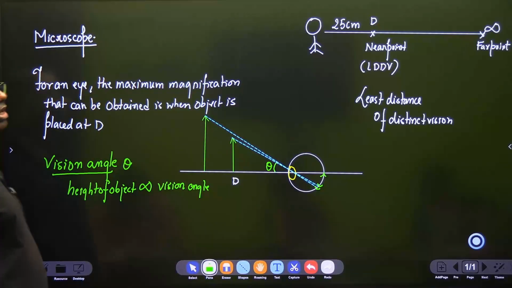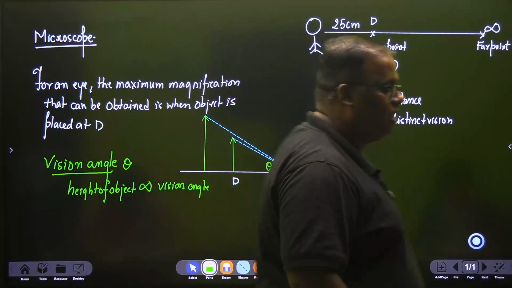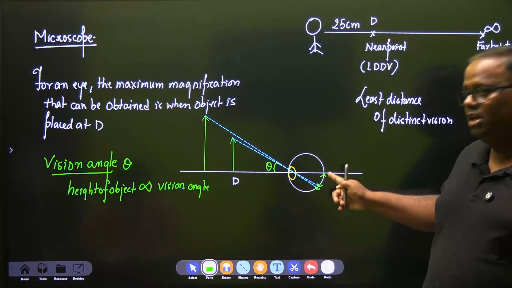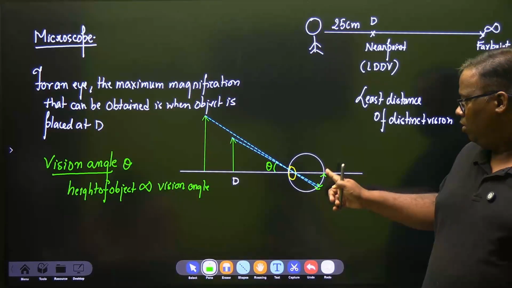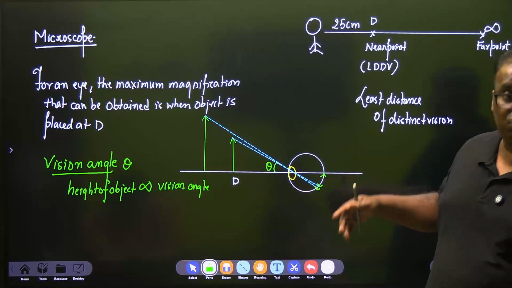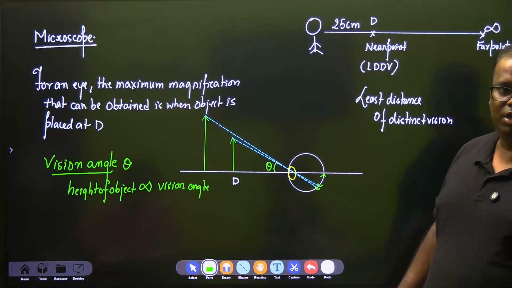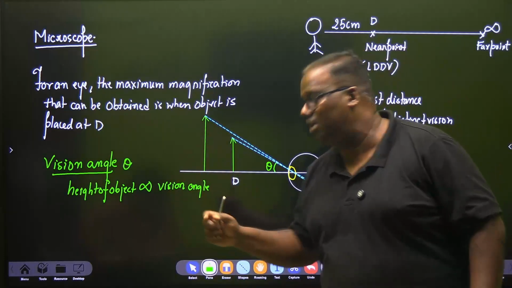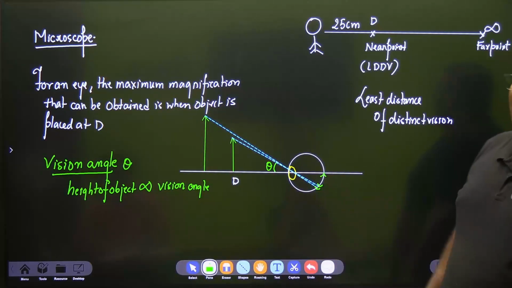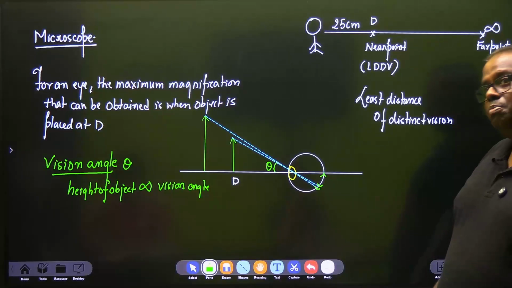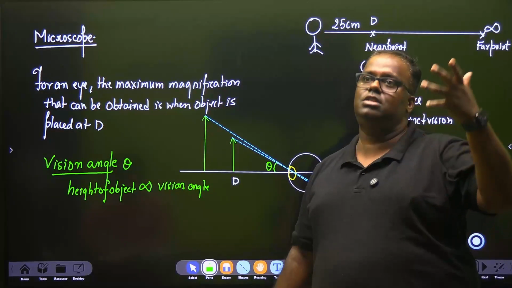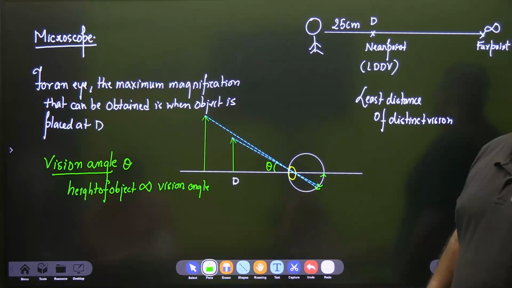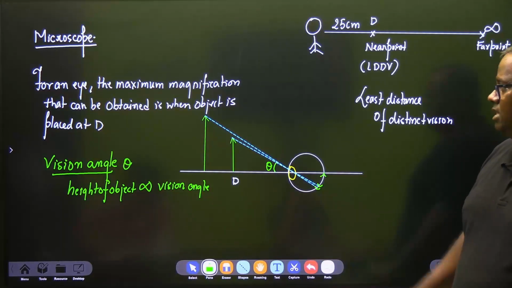A bigger object creates a bigger vision angle, a smaller object creates a smaller vision angle. And where is your image, beta? Your image is here. And what do you want? You want the image to be bigger. The image can be bigger only if the vision angle is increased. How do you make the image bigger? By placing the object at such a place where I can see the image as big as possible. But if that is not sufficient, then I need something known as a simple microscope, which is a hand lens. This is the concept.